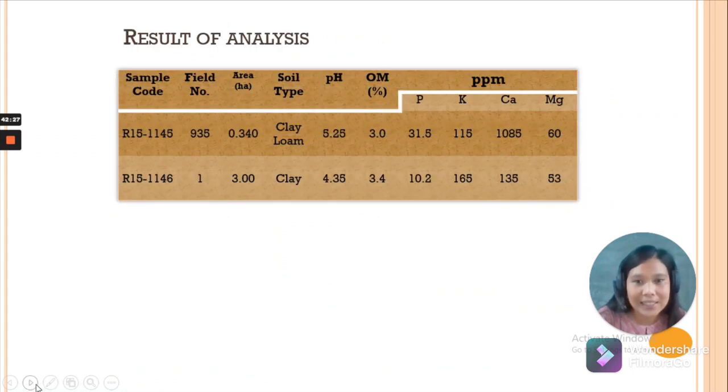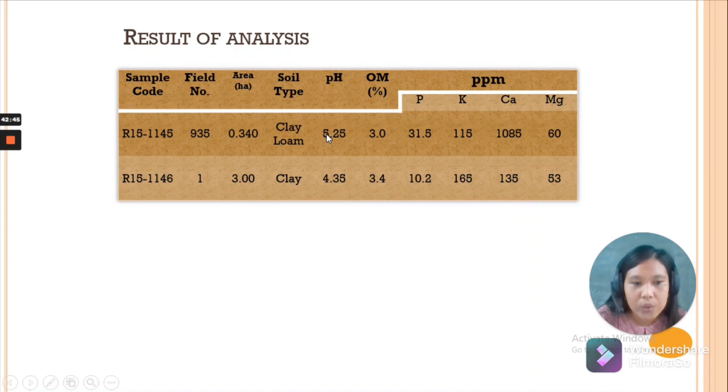Result of the soil analysis: here is the real meat of everything. For example, two fields. The question now is, for the soil type, one is loam and the other is clay. So this one's type is loam.